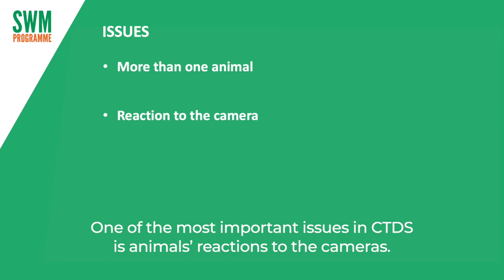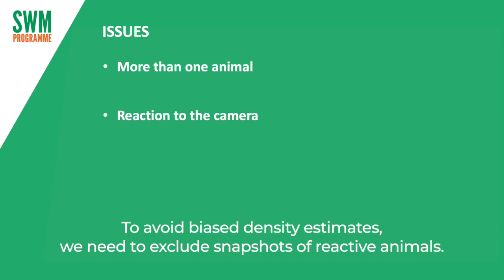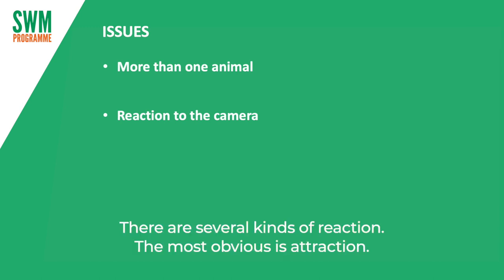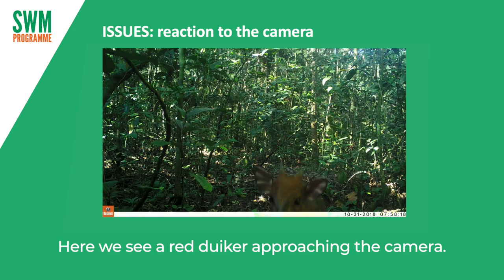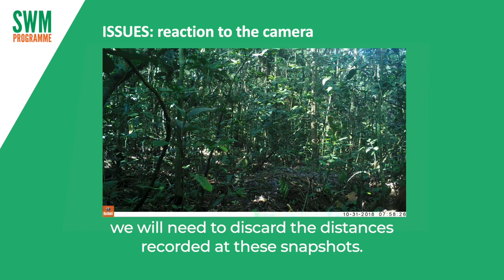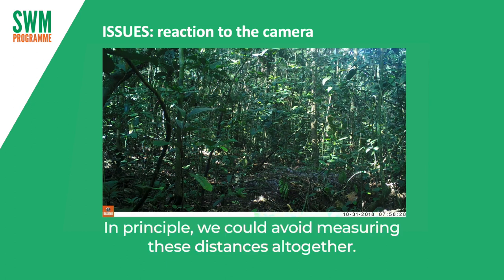One of the most important issues in camera trap distance sampling is animals' reaction to the cameras. To avoid biased density estimates, we need to exclude snapshots of reactive animals. There are several kinds of reaction. The most obvious is attraction. Here we see a red diker approaching the camera. As the diker has changed its normal path to examine the camera, we will need to discard the distances recorded at these snapshots. In principle, we could avoid measuring these distances altogether.